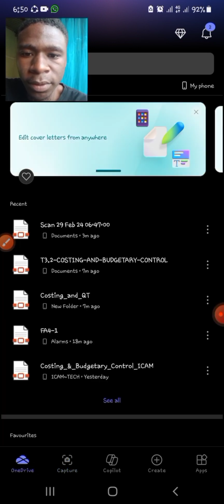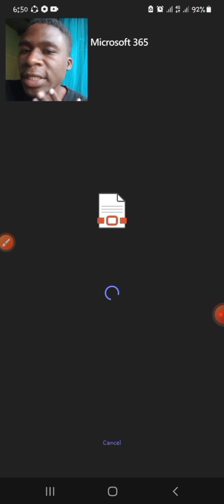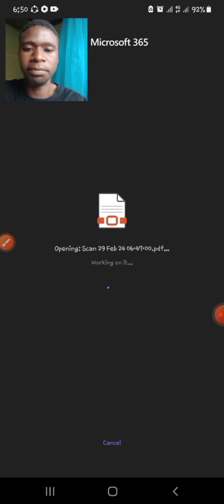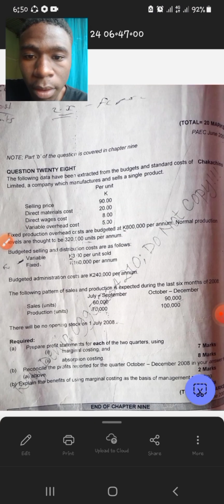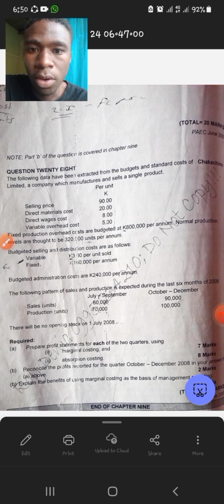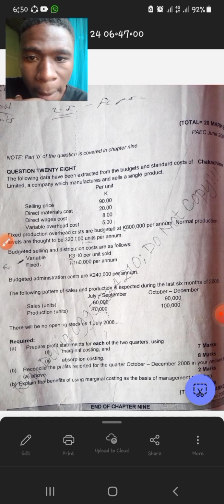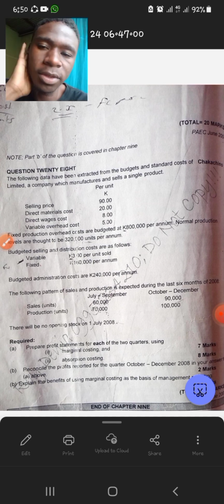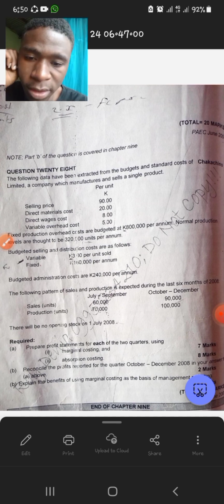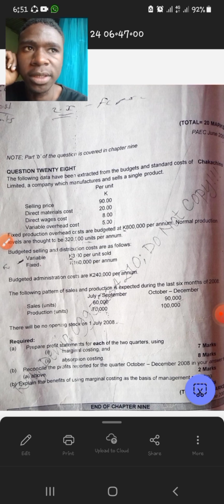So we want us to do the example for marginal costing. All right. Question number 28. So this is an example of marginal costing and absorption costing.